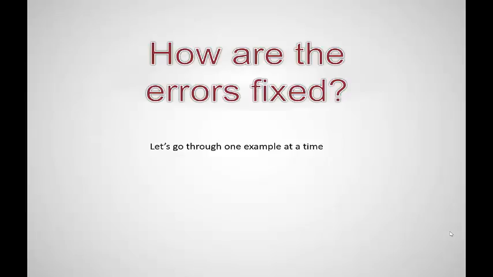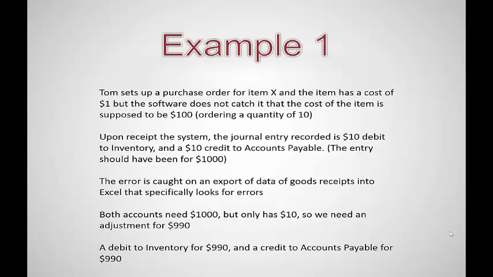So how are these errors fixed? Let's go through a couple of examples one at a time. One is we have a purchase order that gets set up with an item that has a cost of $1, but the cost actually should have been $1,000, and the purchase order is for a quantity of 10. So if that pricing error is not caught before the items are received, then upon receipt, a journal entry is going to be recorded, generally automatically in most software systems today, where $10 is recorded as a debit to inventory and $10 is recorded as a credit to accounts payable. However, this entry should have been for $1,000 to both accounts.